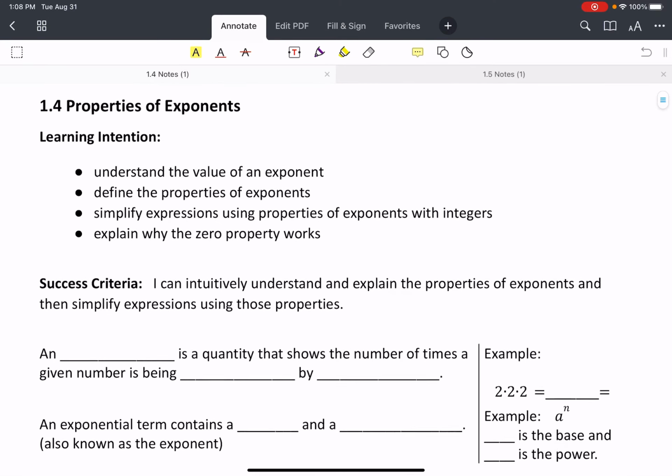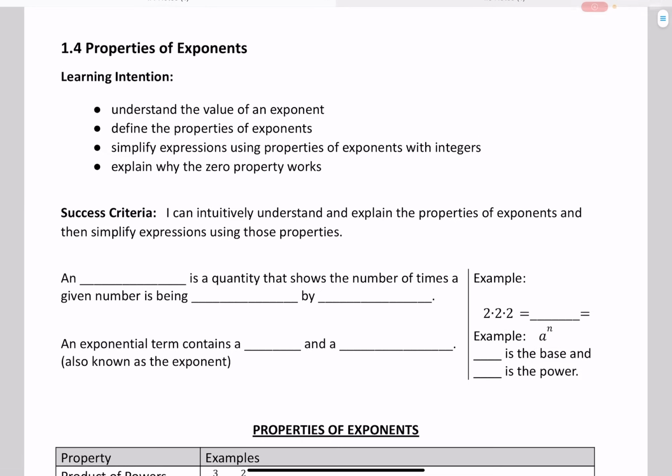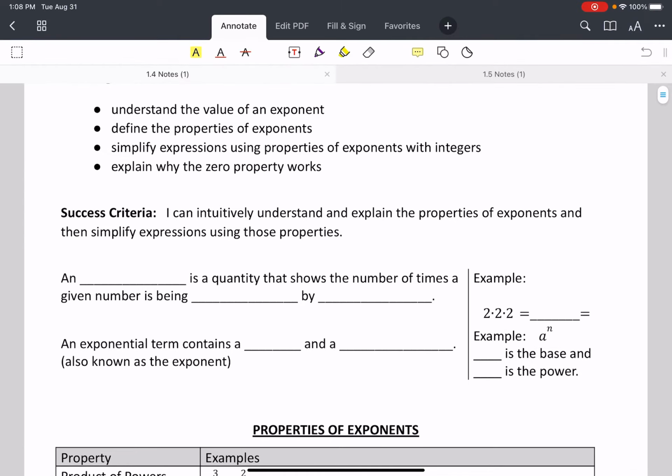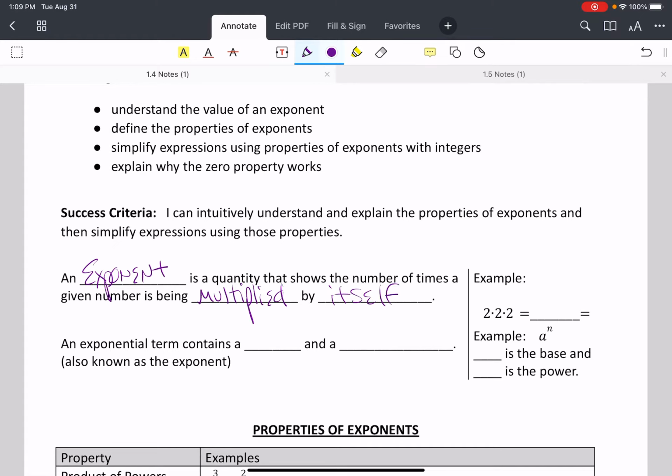Okay, so an exponent is a quantity that shows the number of times a given number is being multiplied by itself. An exponential term contains a base and a power. The words power and exponent are the same thing, okay?